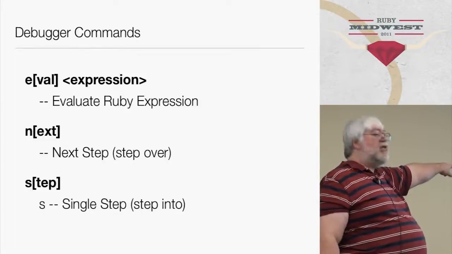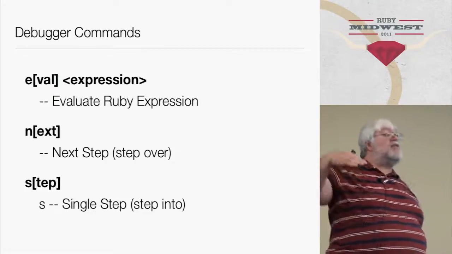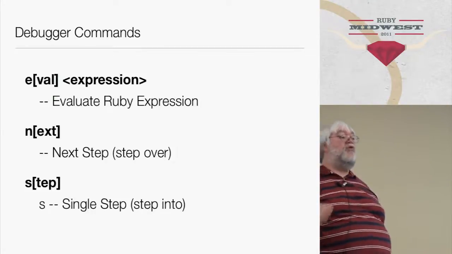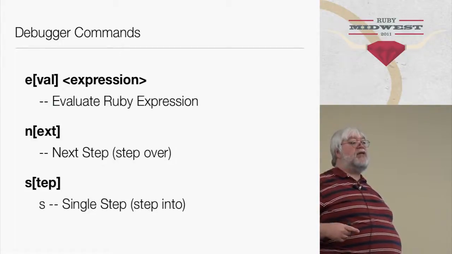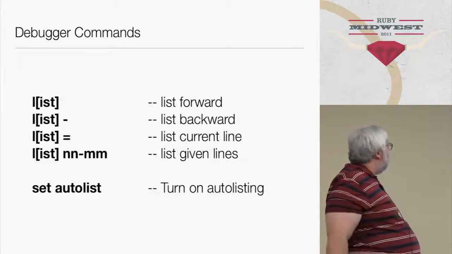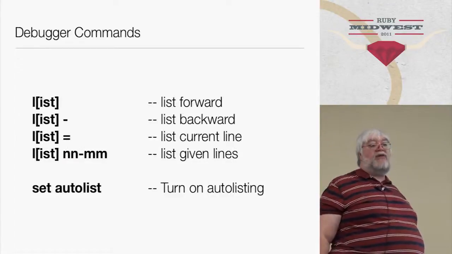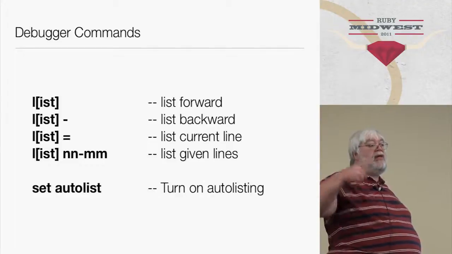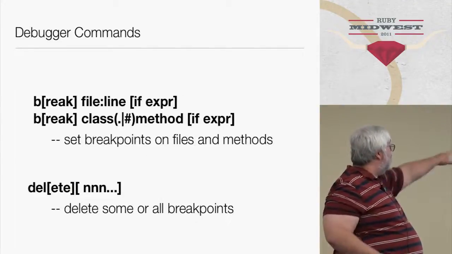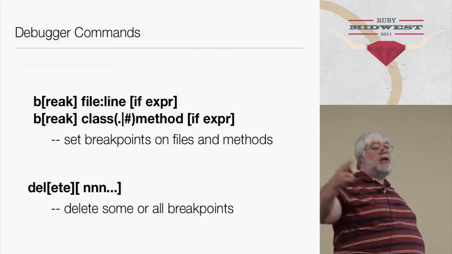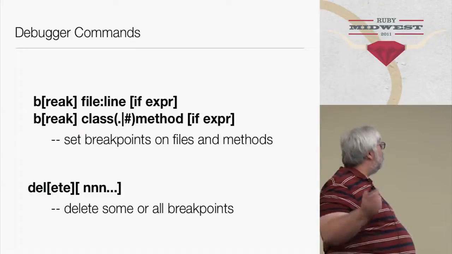The next command we saw steps you through the logic. The S command also steps you through the logic, but steps into methods as they're called. So if you want to delve down into a method, rather than just walking over it as it executes, the S command is for that. There's various list commands, and the set auto list command is obviously one that you want to be using in this mode. You can set breakpoints like this. You can delete breakpoints. Breakpoints allow you to run until you hit that spot in the code, and then it stops and drops you into the debugger.